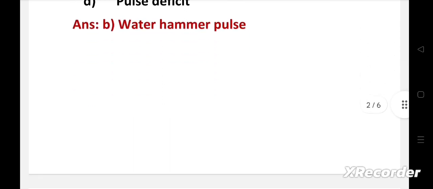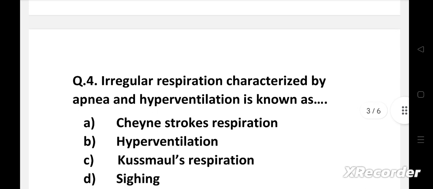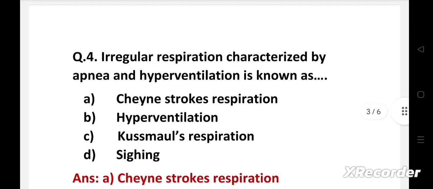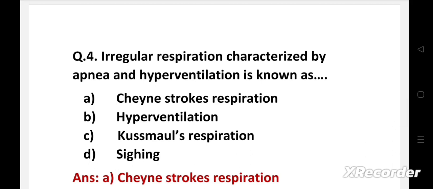Next question. Irregular respiration characterized by apnea and hyperventilation is known as: option A, Cheyne-Stokes respiration; B, hyperventilation; C, Kussmaul respiration; D, sighing. Right answer is option A, Cheyne-Stokes respiration.